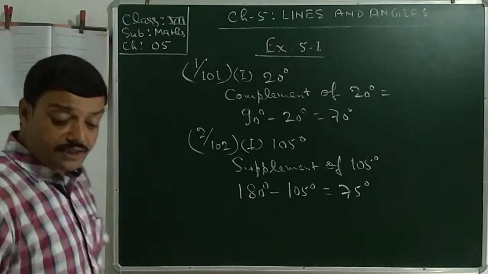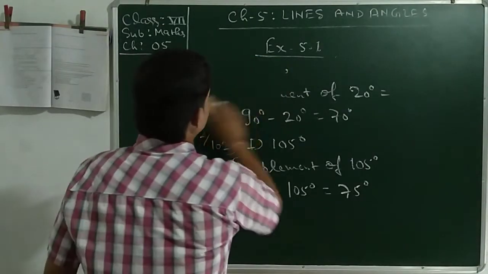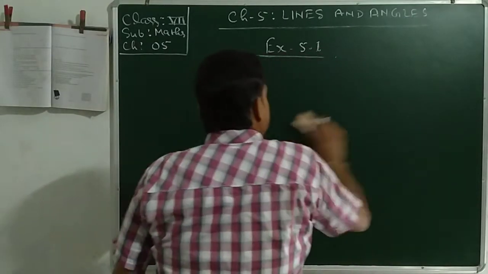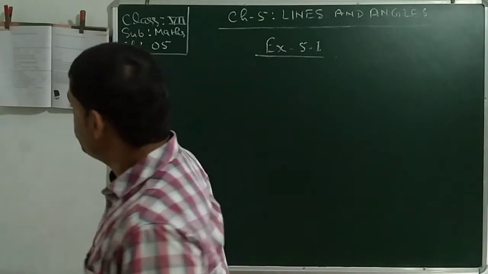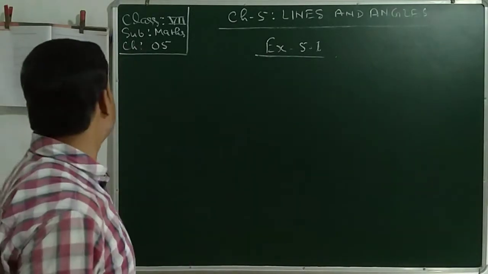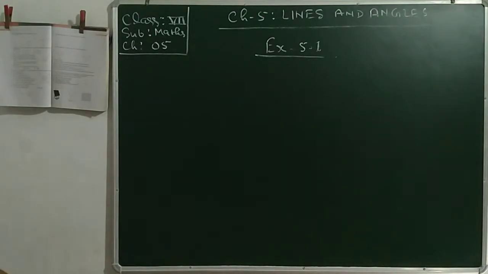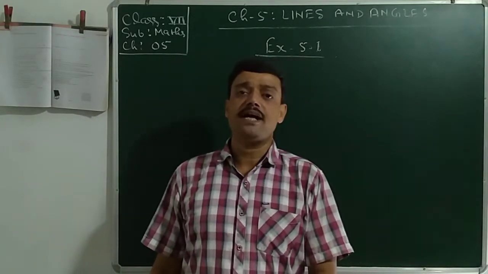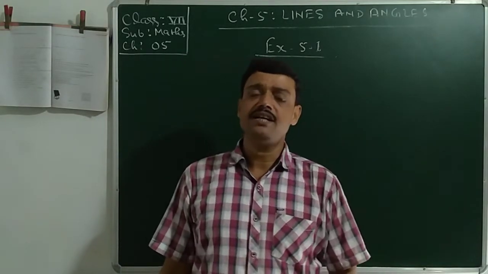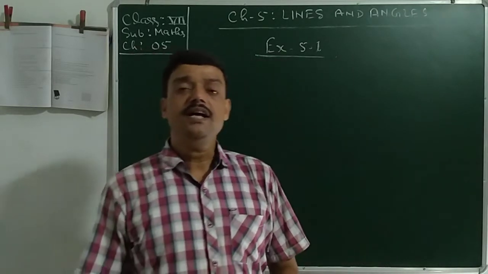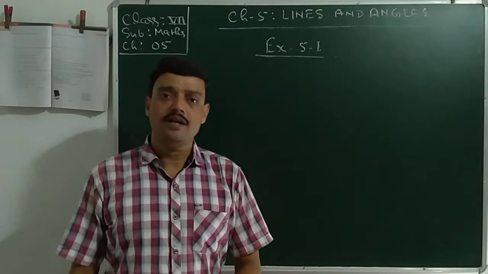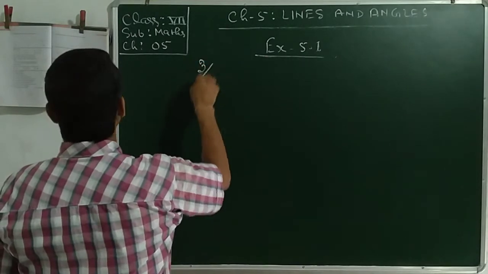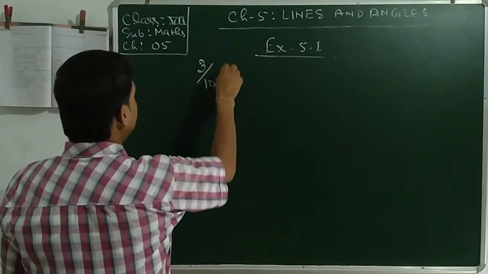Come to the next sum, that is the third one. In the third sum you are asked to identify which of the following pairs of angles are complementary and which are supplementary. If the sum of the given pair of angles is 90 degree, then they are complementary. If the sum of the given pair is 180 degree, then they are supplementary. Come, let us check. Third one, page number 102.